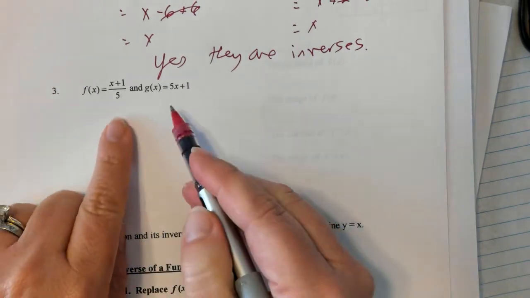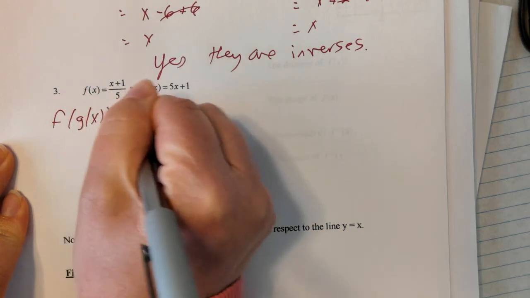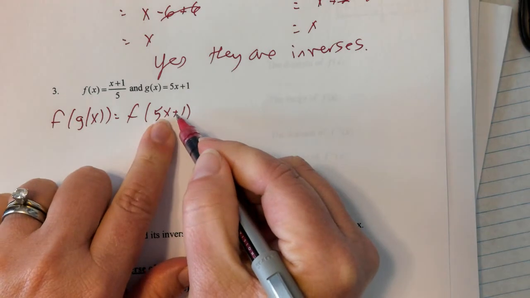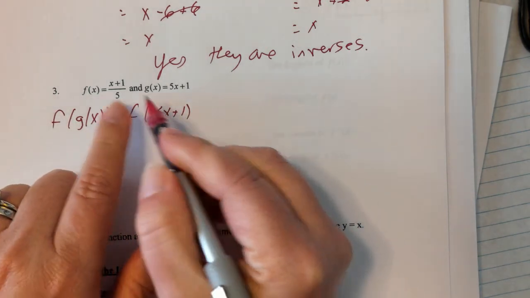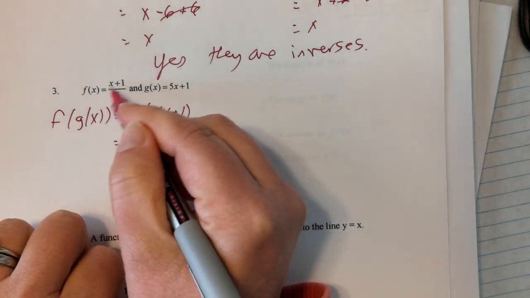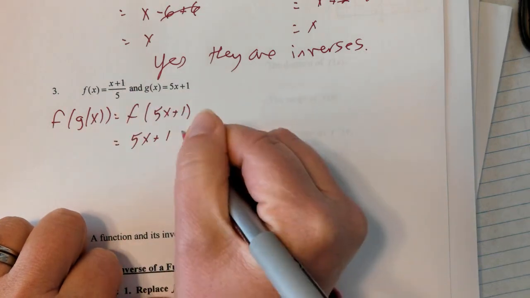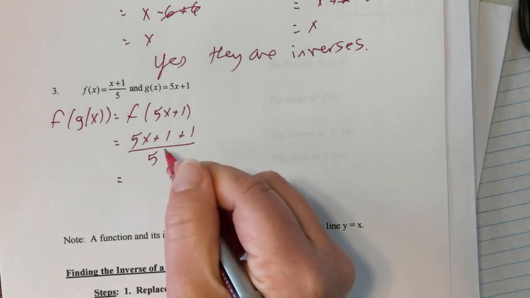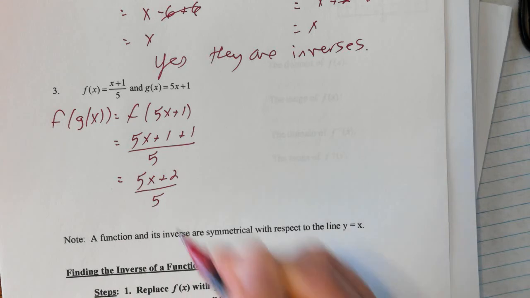Okay, number 3. Two different functions. Let's see if these are inverses. Let's find f of g of x and see what happens. Well, g of x is 5x plus 1. Start with the inside. We're going to stick 5x plus 1, the g of x, in for x in the f function. So instead of that x, I'm going to write 5x plus 1, and then I still had a plus 1 divided by 5. I can add the 1 and 1 and get 2: 5x plus 2 divided by 5.